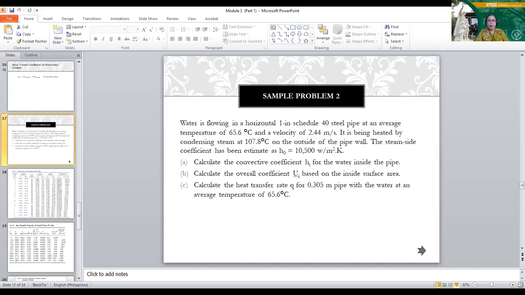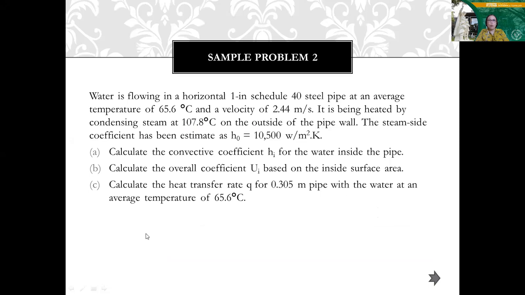This is our sample problem, class. Water is flowing in a horizontal 1-inch Schedule 40 steel pipe at an average temperature of 65.6 degrees Celsius and a velocity of 2.44 meters per second. It is heated by condensing steam at 107.8 degrees Celsius on the outside of the pipe wall. The steam side coefficient for heat transfer has been estimated as equal to 10,500 W/m²K. So our watt unit here should be capital letter W.